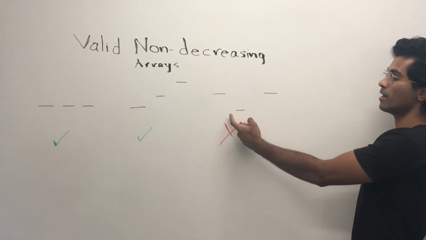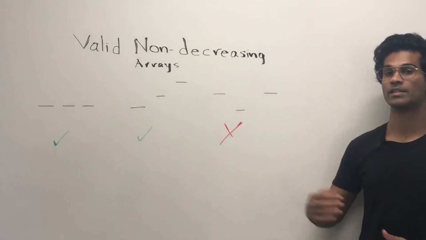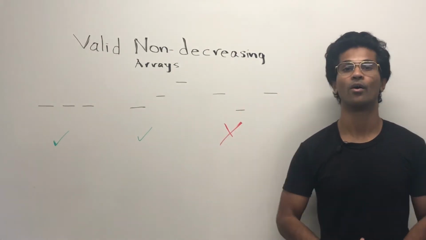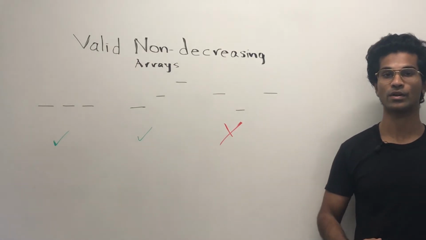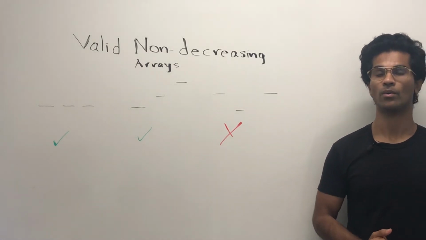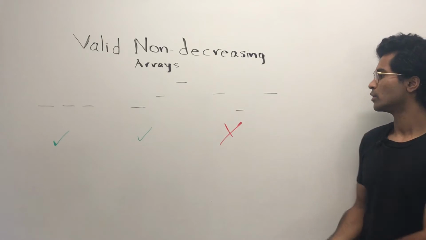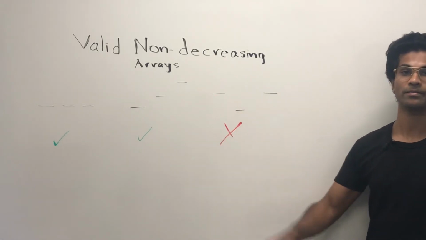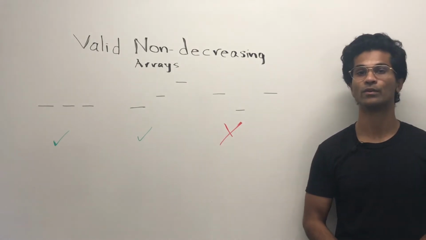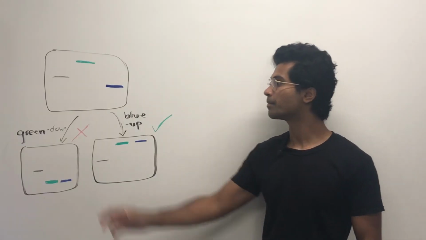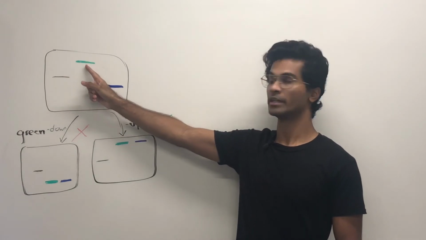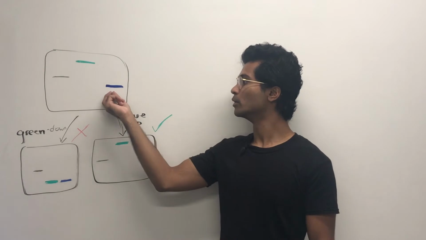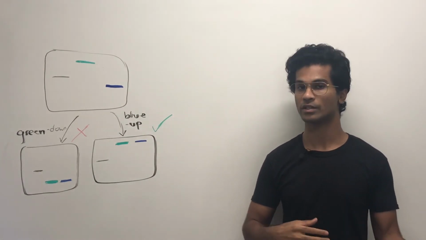But anytime a value or a step is smaller or lower than the number behind it, we don't have a non-decreasing array. So what should we do? Should we move this up or should we move this down? Let's look at it with a few different cases. Here's an array. We have black, then we have green, it increases, and then we have blue, which decreases. So that's a problem.